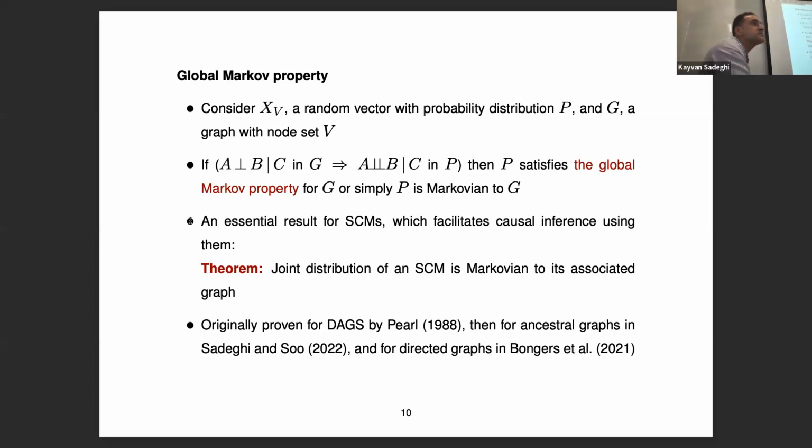And when this holds, the theory of SCMs could follow through. Our theory basically gets connected to the theory of SCMs because we have this common result. So this was originally proven for DAGs in Pearl, and recently for ancestral graphs and even directed graphs. Okay.